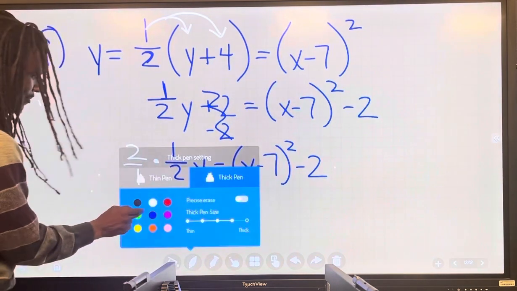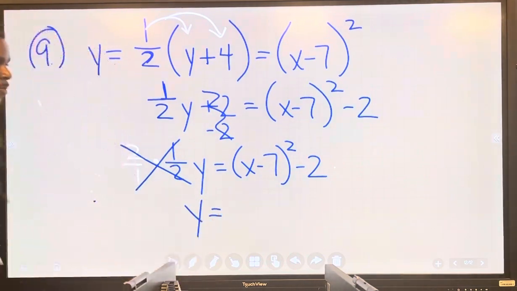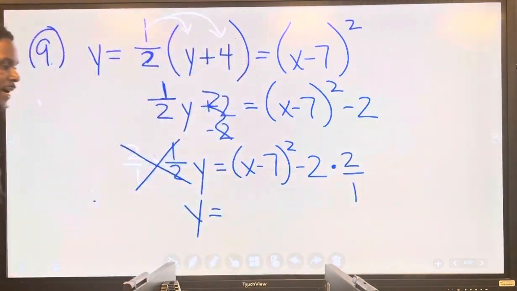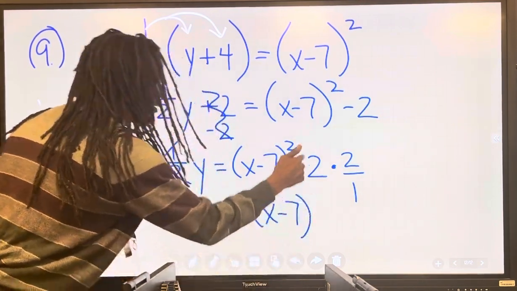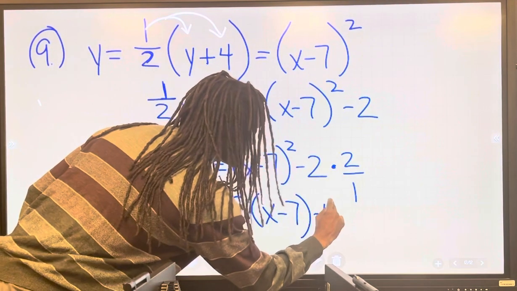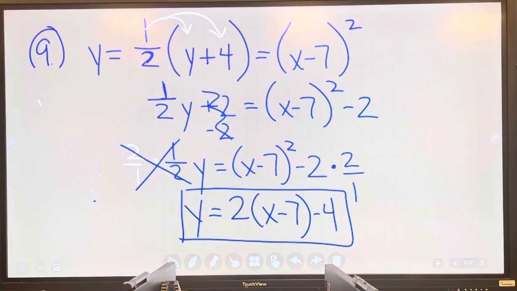These cancel, giving me y equals. Remember you got 2 over 1 on the other side, so you got to multiply both sides by that 2. This becomes 2x minus 7, and -2 times 2, -4. Your vertex here is still 7 and -4, but the answer is y equals 2 times x minus 7 minus 4. Pause. Let me double check that.